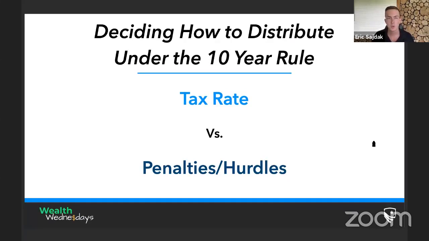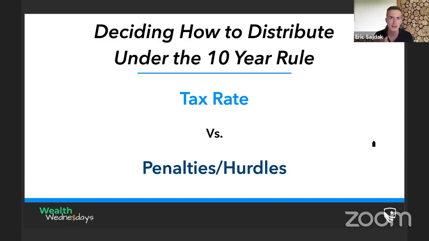The next question then: if you're subject to the 10-year rule, what is the best way to distribute? Should you distribute equally, periodically? Should you do a lump sum in a given year, or multiple lump sums? And this is going to be a layered question. Unfortunately, I'm not going to be able to give you a specific answer for your situation. There's two things that we need to consider.